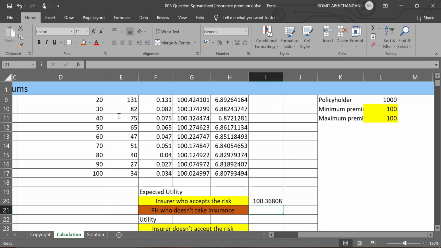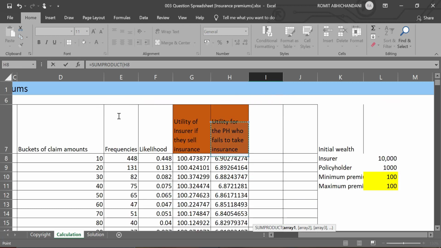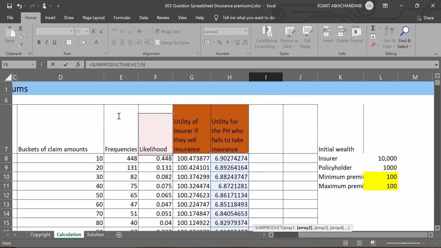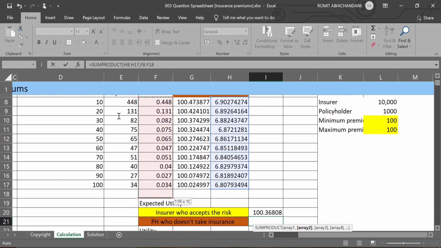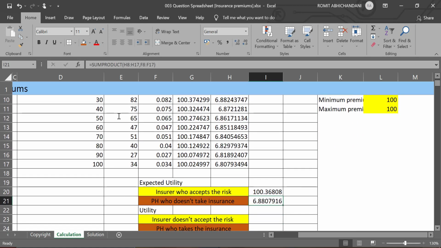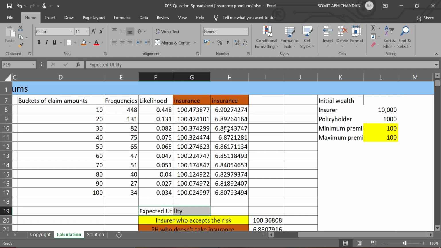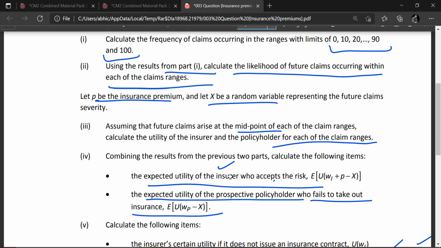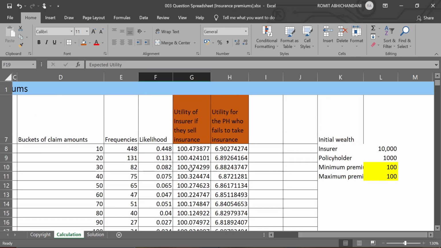For the policyholder who doesn't take out insurance, again you will apply sum product, but this time you will take the utility of the policyholder. Okay, and the other column you will take will be the probability of getting these individual claims, and that's it. So this is your utility for the policyholder who doesn't take out insurance. And these are both expected utilities because you have taken the utilities, multiplied with the probability and then added it up.